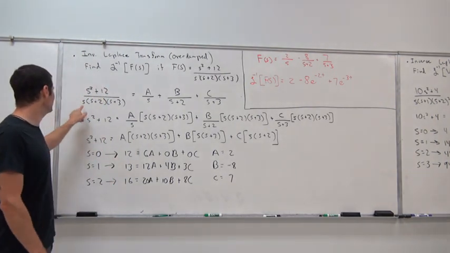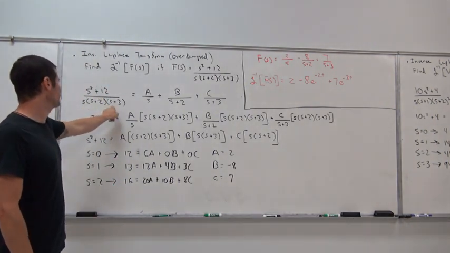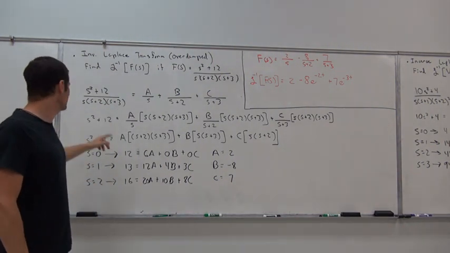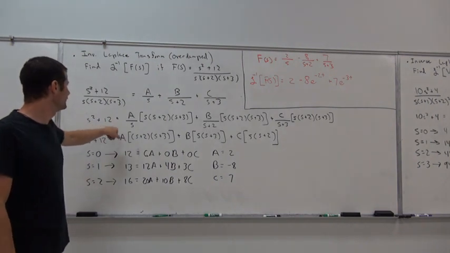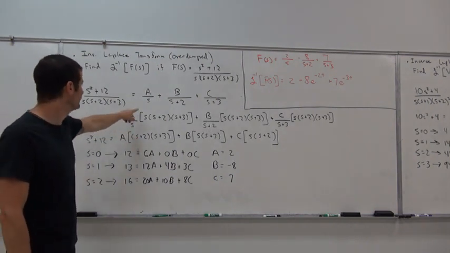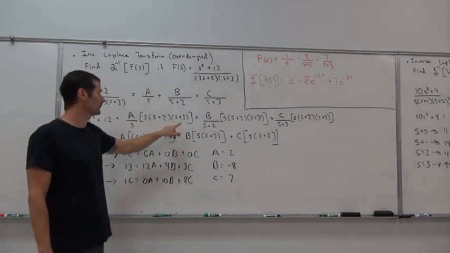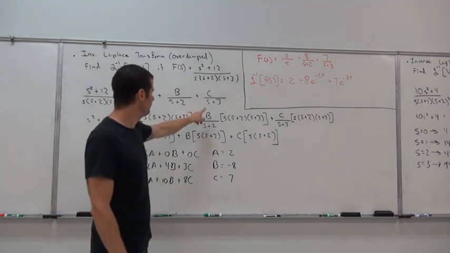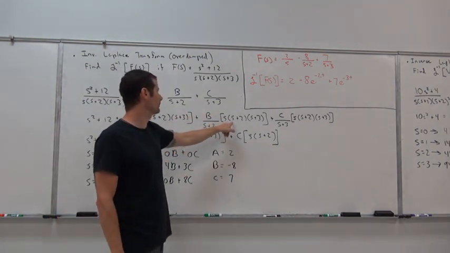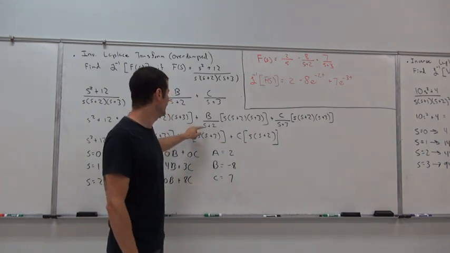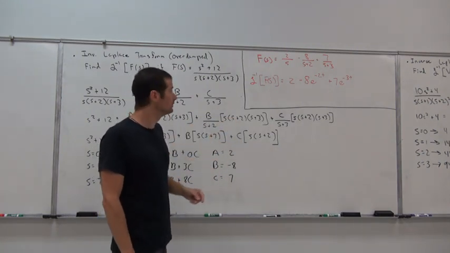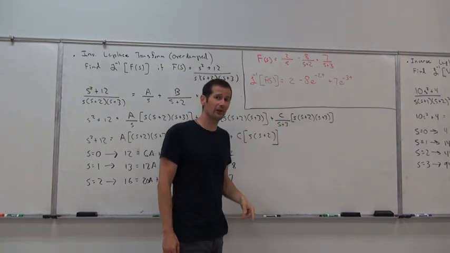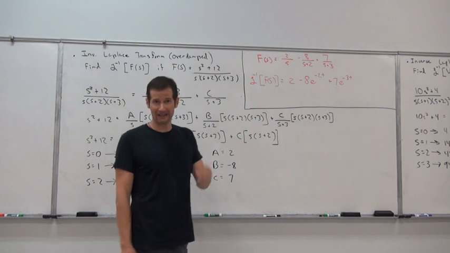So here I take the denominator of s times (s plus 2) times (s plus 3), and I multiply both sides by the denominator, in which we get s squared plus 12. That's equal to a over s times s times (s plus 2) times (s plus 3), where the two s's cancel each other out, plus b over (s plus 2) times s times (s plus 2) times (s plus 3), where s plus 2 cancels out, and then c over (s plus 3) times s times (s plus 2) times (s plus 3), where s plus 3 cancels out.